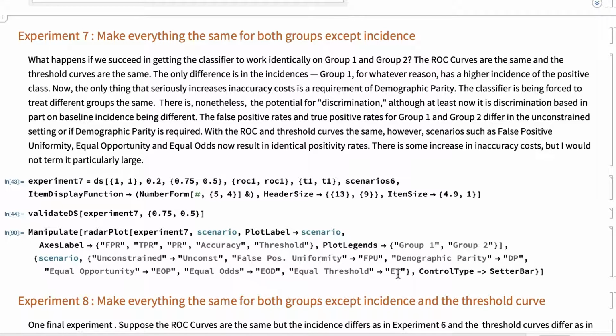Experiment 7. What if the ROC curve's the same? The classifier works just as well in each group. Calibration's the same, same thresholding. The only thing that's different between the two groups is the incidence of the positive class: 0.75 for group 1, 0.5 for group 2.